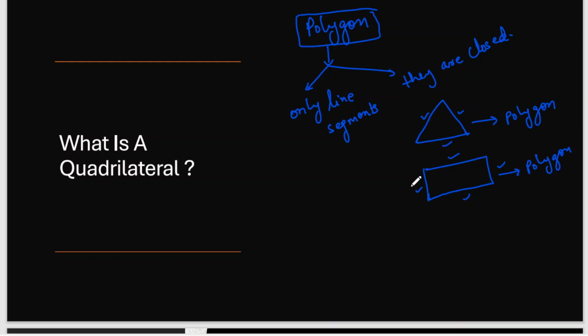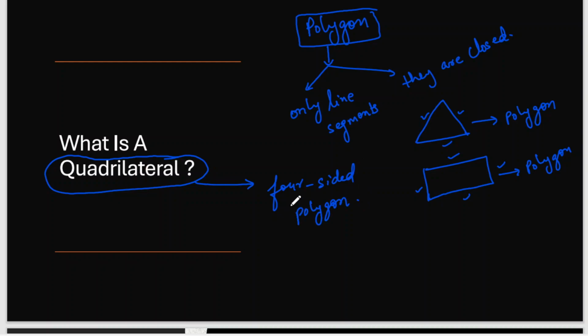So a quadrilateral is a special type of polygon which is made up of four sides. Okay, so a quadrilateral is a four-sided polygon.